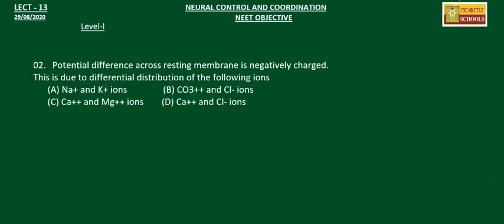The next question: the potential difference across the resting membrane is negatively charged. This is due to differential distribution of the following ions. Here let's see, we know the axon. This is the axolemma, and this is the axoplasm.